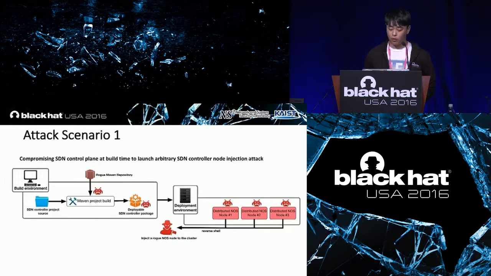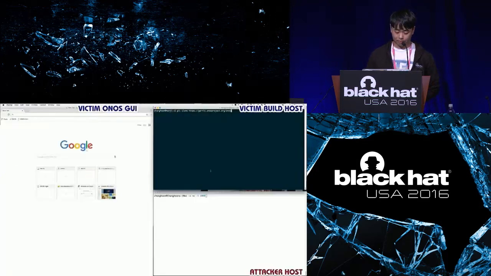Now we'll demonstrate two attack scenarios that break the SDDC infrastructure. In the first attack scenario, we assume that the victim has built ONOS in an insecure environment, and we use a rogue Maven repository to inject a malicious library into the deployment package. Once this infected package is deployed, the malicious code will be executed, and the attacker will get remote access to each controller host machine. Then we'll try to inject an arbitrary ONOS node into the control plane. So let's take a look at the video clip.